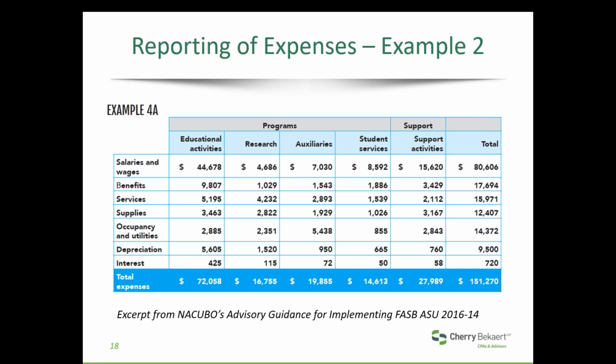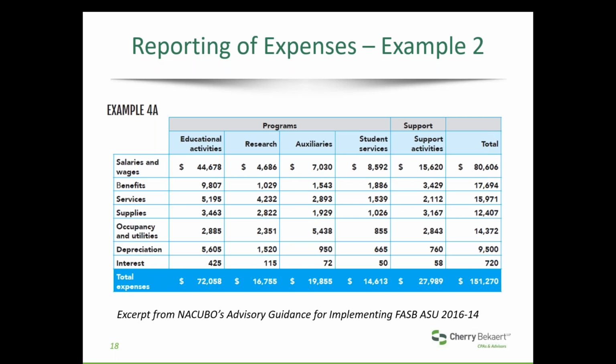And one thing I did want to point out is that at the top in the gray, you can see that they've shown what's considered program expenses and what's considered supporting activities, which may be useful to identify what's really going on and to show what's going towards your mission. And like in the previous example, the total should be able to tie back to the statement of activities.